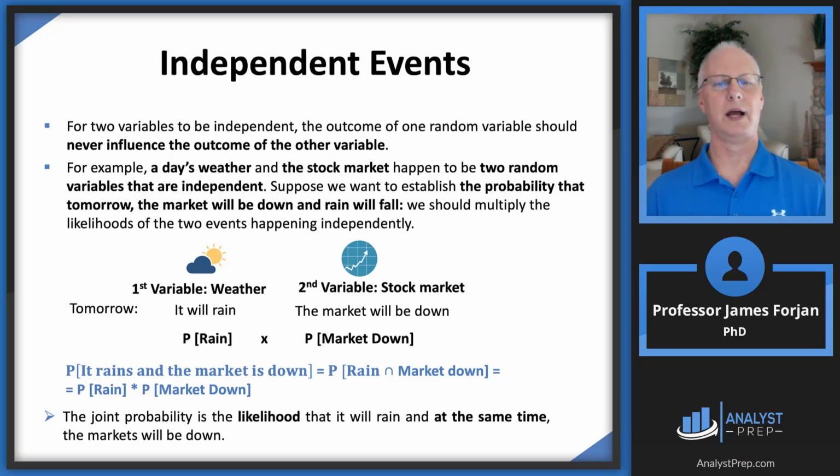So here we go. We've got to do this. So tomorrow, the first variable is weather, that it's going to rain. The second variable is the stock market, that it's going to fall. So what we're going to do is take the probability of the raining and the probability of a stock market crash, or maybe not a crash, but just a decline, and we're going to multiply them. Okay, joint probability is the likelihood that it will rain, and at the same time, the markets will be down.